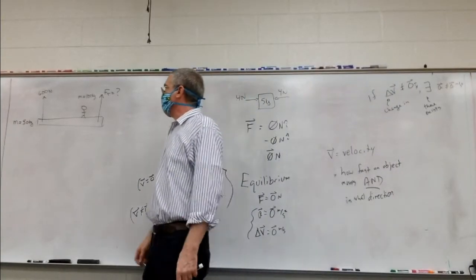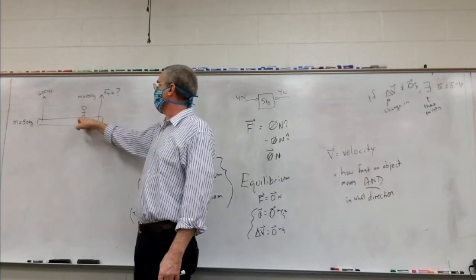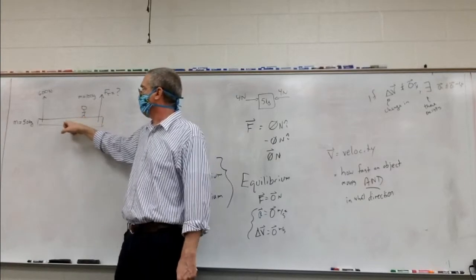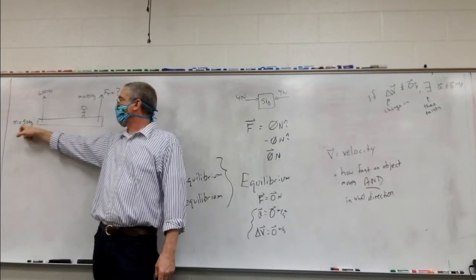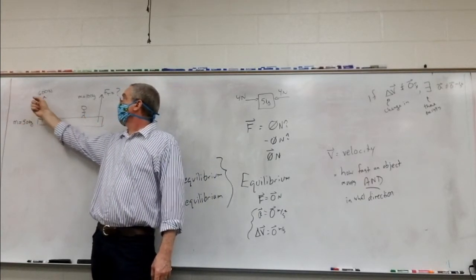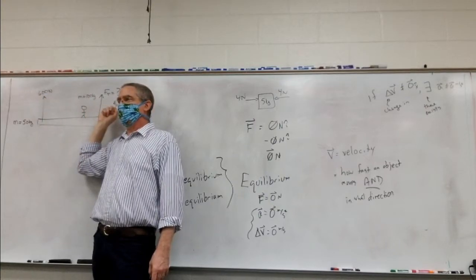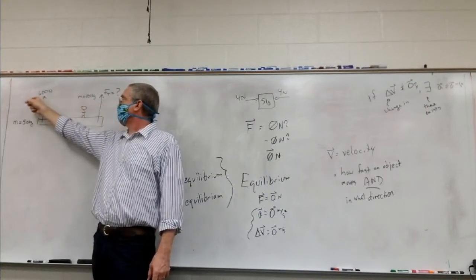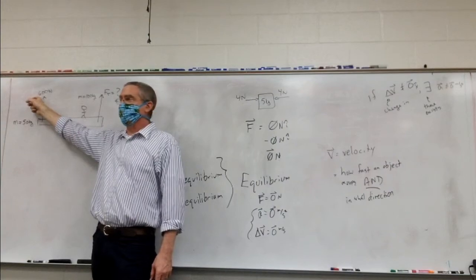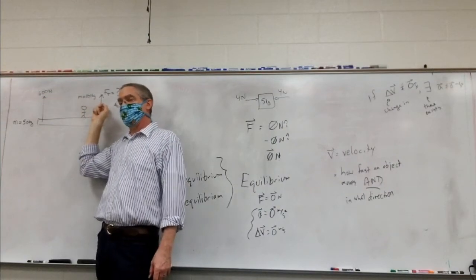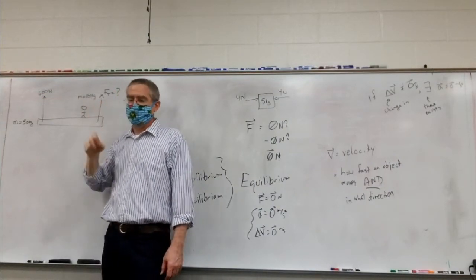So I have this large beam right here. The person standing at this spot has a mass of 100 kilograms. The beam itself has a mass of 50 kilograms. I have two ropes holding it up. The tension in the rope on the left is 600 newtons. What is the tension on the rope on the right?